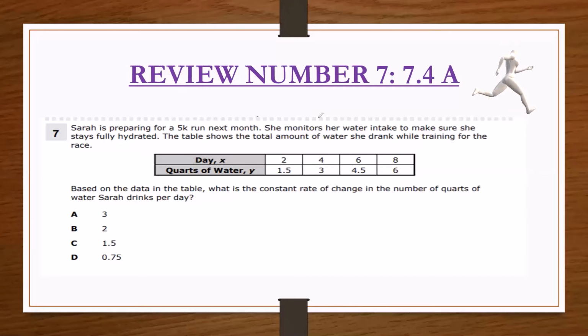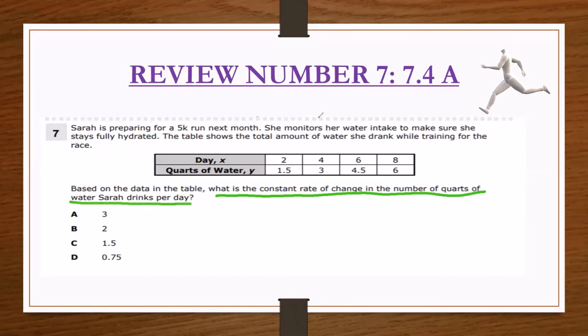Based on the data in the table, what is the constant rate of change in the total number of quarts of water Sarah drinks per day? Okay, now I'm going to box in some keywords. The first thing I'm going to box in: what was the total amount of water? The table shows the total amount of water she drank, okay? So that lets us know for every day how much water she drank.